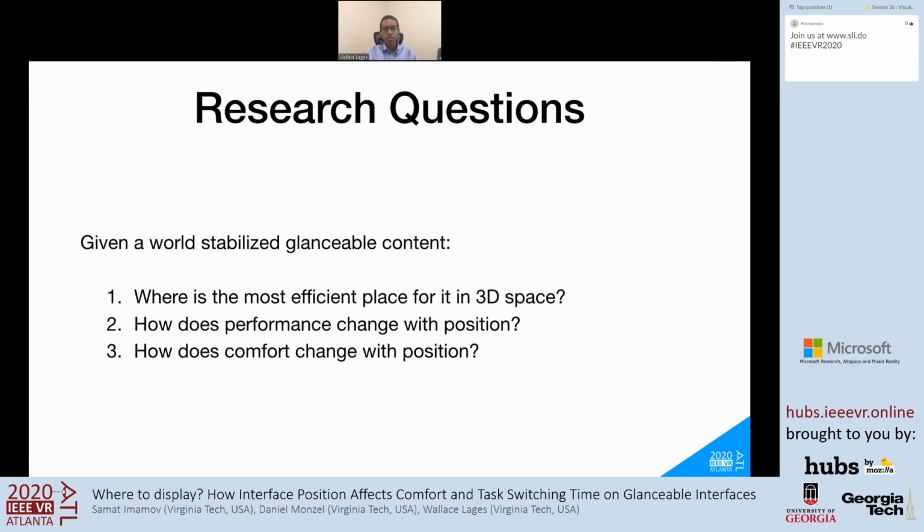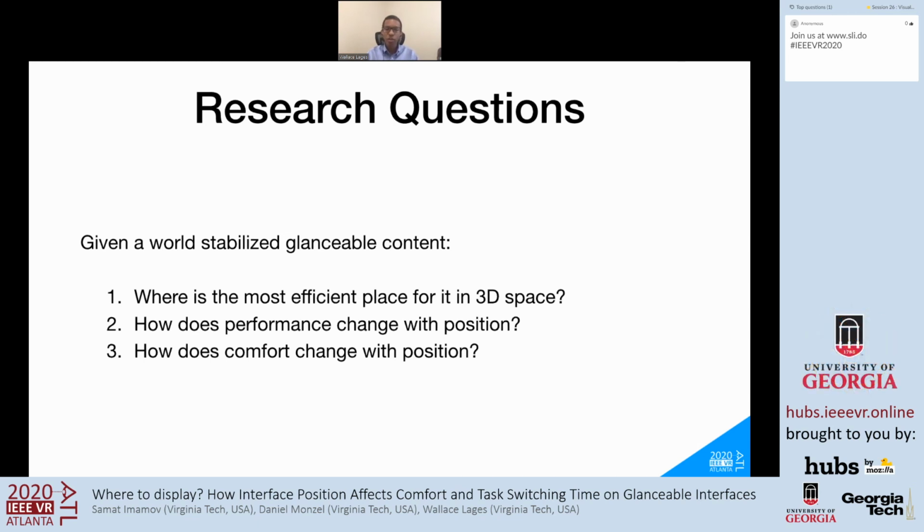So what we sought to do with the study is try to answer these questions. So if we can place glanceable content anywhere in the world, what is the best place for it? We could also investigate how the performance and comfort change as we vary these positions. As I mentioned before, there are many studies comparing reference frames and even positions in a plane. However, we noticed a lack of a systematic study of these questions. And in particular, we couldn't find any work looking at the effect of distance from the user.